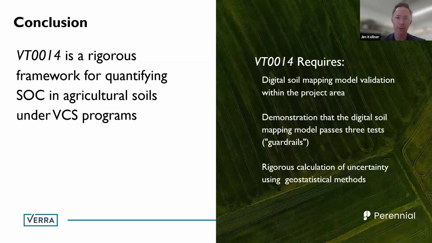It requires demonstration that the digital soil mapping model passes 3 tests: the coverage test, the R-squared test, and the bias test. And we see those as critical guardrails and safeguards that are designed to keep the tool on track and lead to conservative crediting. Finally, the tool brings novel and rigorous calculation and propagation of uncertainty all the way into the uncertainty deduction using geostatistical methods. Carolina, back to you.